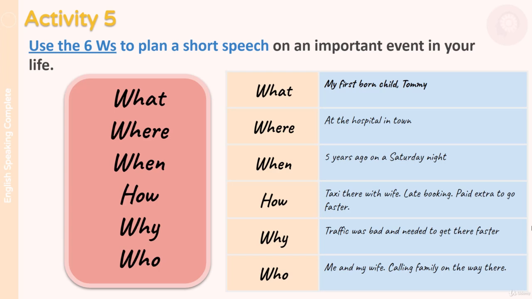Where? At the hospital in town. When? 5 years ago, Saturday night. Could I say the time maybe? How? Taxi there with the wife. It was a late booking. Maybe it came late. Paid extra to go faster. Why? So sometimes I can't really think why. Was it my firstborn child? Well, that's self-explanatory. So maybe I can say, why did I pay the taxi to go faster? Traffic was bad, needed to get there faster. Who? A little bit self-explanatory again, me and my wife, but add a bit of detail. I was calling family on the way there.